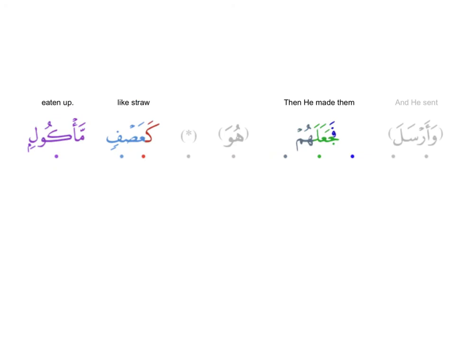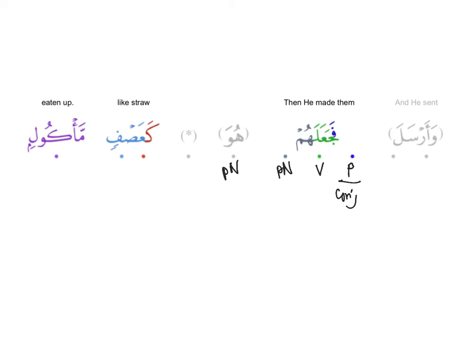Alright, verse number 5. فَجَعَلَهُمْ كَعَصْفٍ مَأْكُولٍ. So fa is a particle of resumption or particle of conjunction, because it connects with the previous verb. Ja'ala would be verb. The implied subject of ja'ala would be huwa, which is a pronoun, and hum would be a pronoun also.